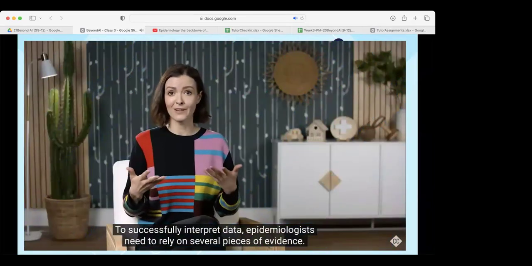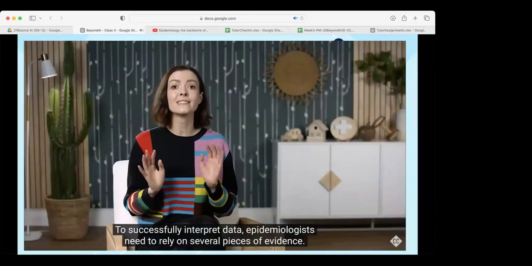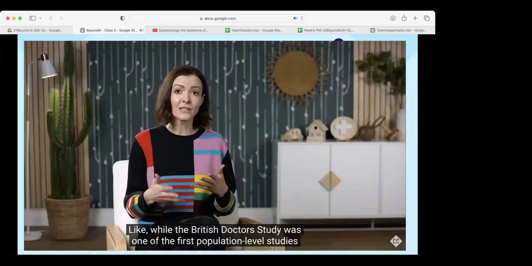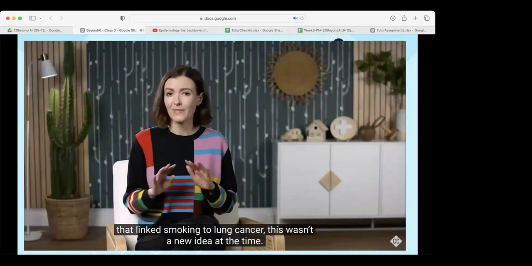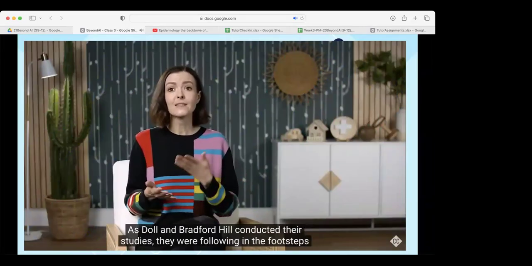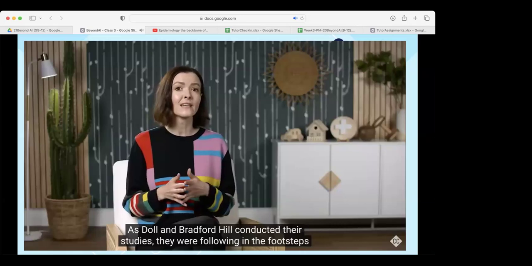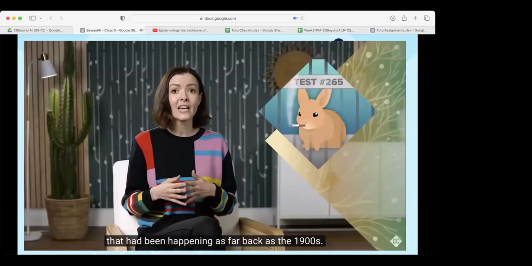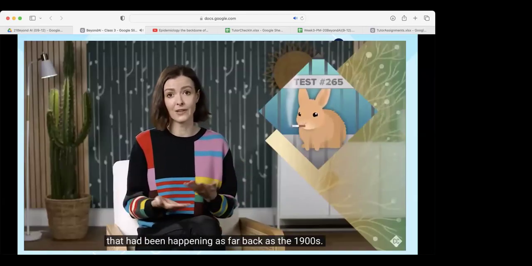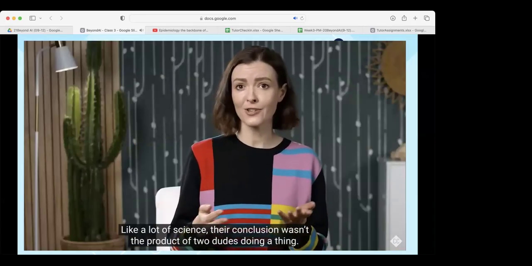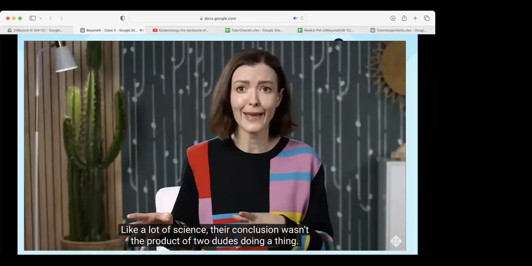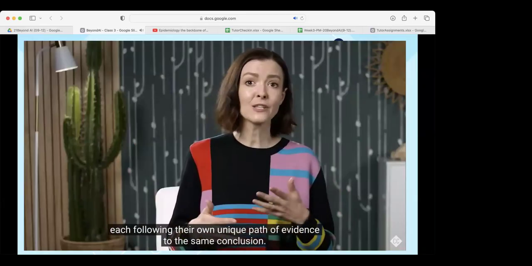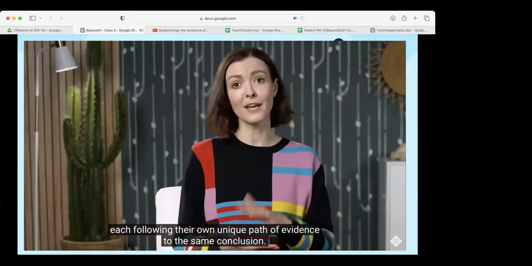To successfully interpret data, epidemiologists need to rely on several pieces of evidence. Like, while the British doctor study was one of the first population-level studies that linked smoking to lung cancer, this wasn't a new idea at the time. As Dahl and Bradford Hill conducted their studies, they were following in the footsteps of animal-based studies and chemical analyses of tobacco that had been happening as far back as the 1900s. Like a lot of science, their conclusion wasn't the product of two dudes doing a thing. It took decades of collaboration between a bunch of people in different disciplines, each following their own unique path of evidence to the same conclusion.